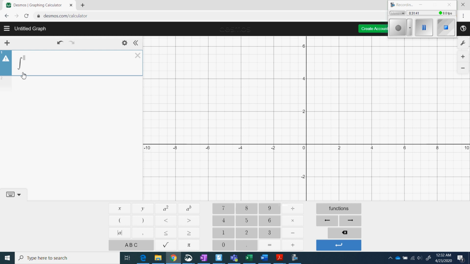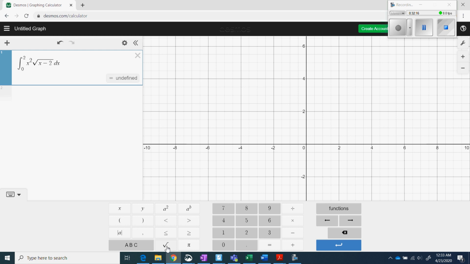So our lower bound was 0. Our upper bound was 2. We then had x squared times the square root of x cubed plus 1, and then the dx. Now make sure your dx is always out at the end by itself. dx.